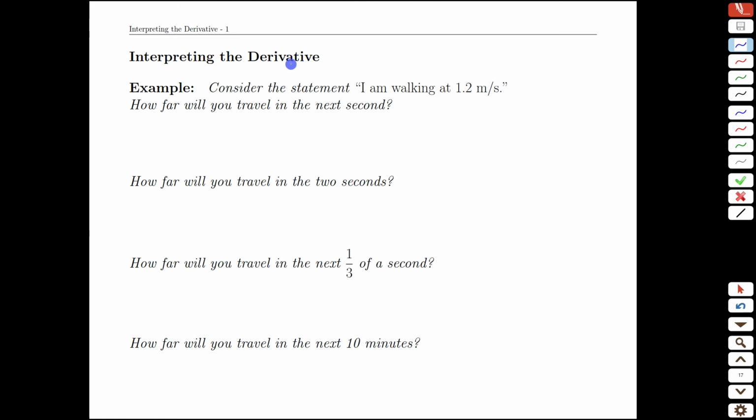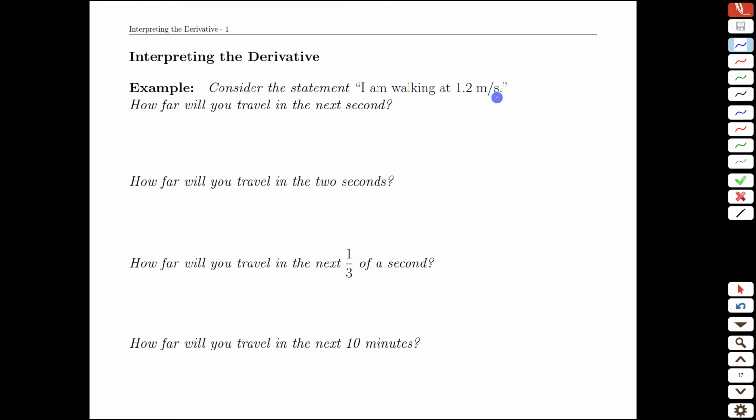As we work more and more with derivatives, it's important to be able to tie them back to real-world statements. We'll start with something fairly straightforward to do with velocity. A simple statement like, I am walking at 1.2 meters per second. Based on that kind of statement, we can actually make predictions, and that's one of the major uses of derivatives.